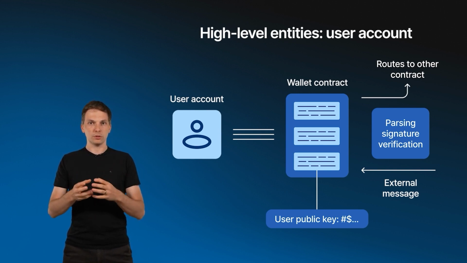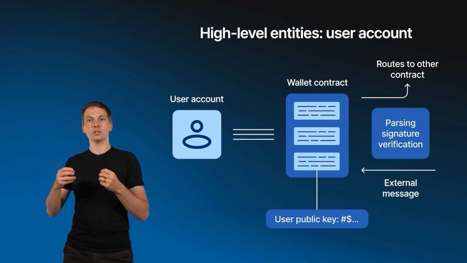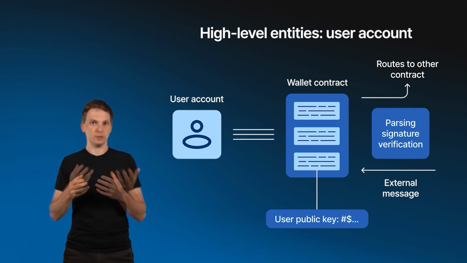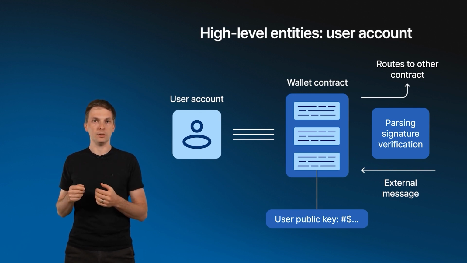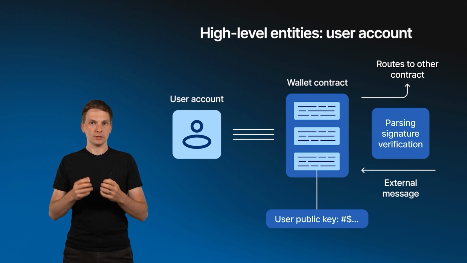So the wallet contract receives external messages with signature, unpacks the embedded internal message, checks its signature, updates its internal counter so the message is not double spent or replayed, and then routes the outgoing messages to all other contracts. But this is just one type of the contracts in the network.